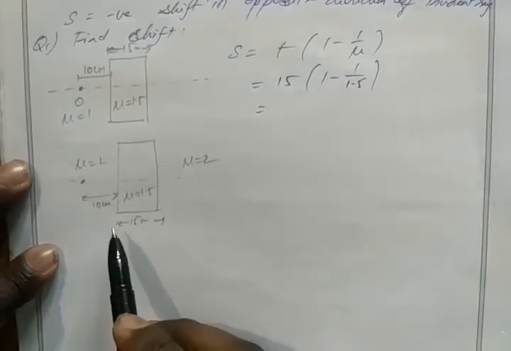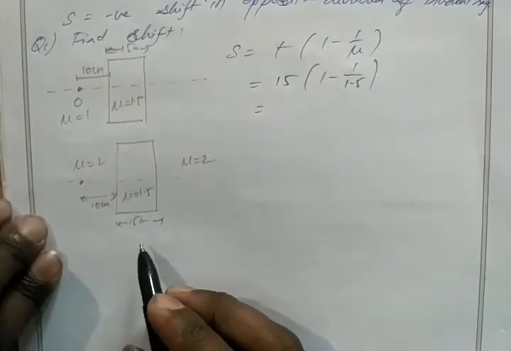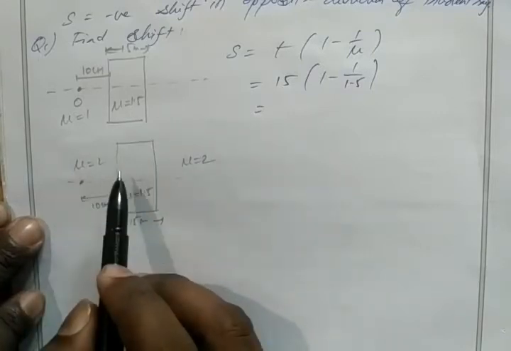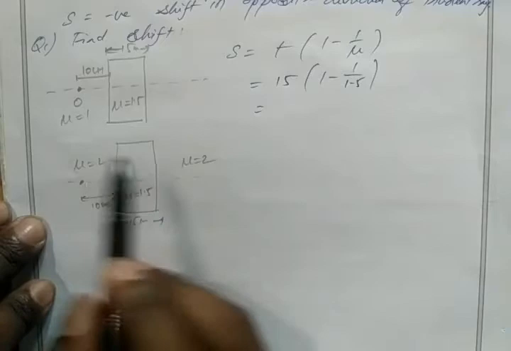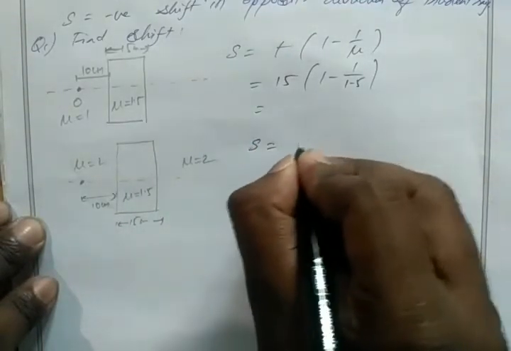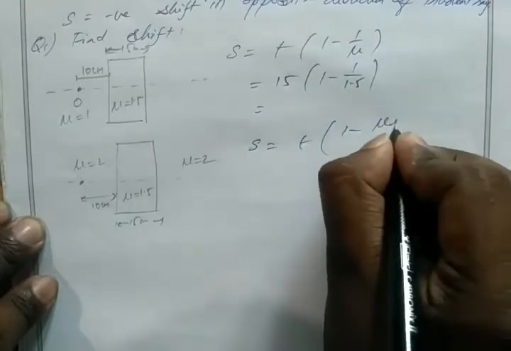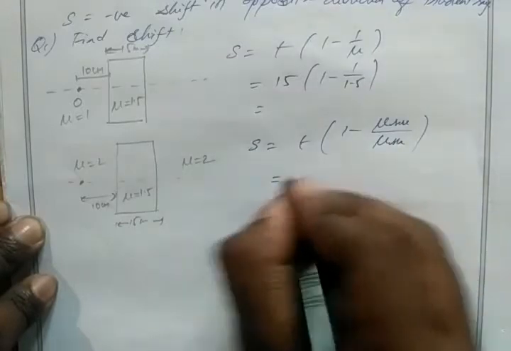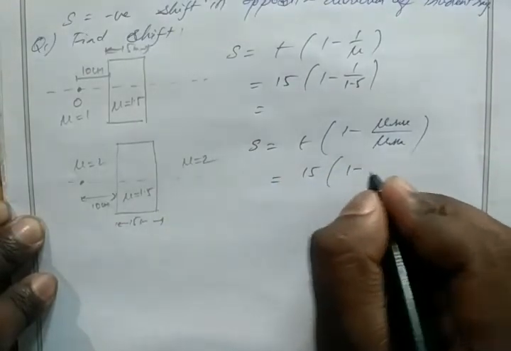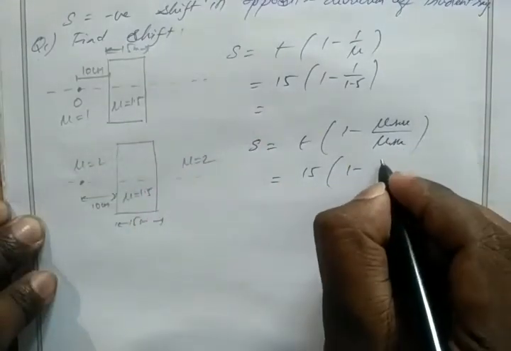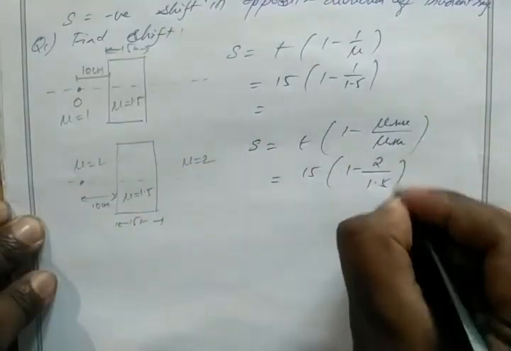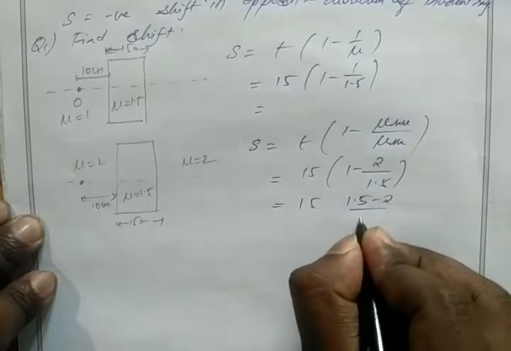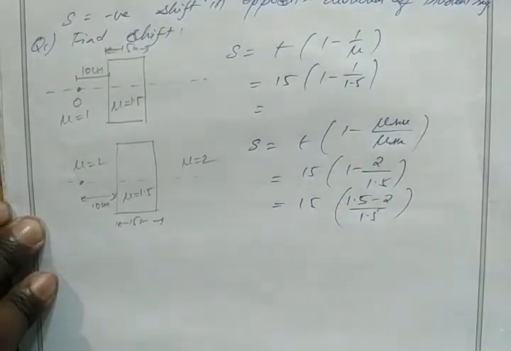So find the shift for this case. What is the formula here? You see, this is our glass slab which has refractive index of 1.5, but our surrounding medium has refractive index of 2, which means the surrounding medium is not air. So if the surrounding medium is not air, then we use this formula: S equal to T of 1 minus mu surrounding divided by mu slab. Thickness is given as 15 centimeter, then 1 minus mu surrounding, which is 2, divided by mu slab, which is 1.5. If you solve it, 1.5 minus 2 divided by 1.5, you will get the answer.